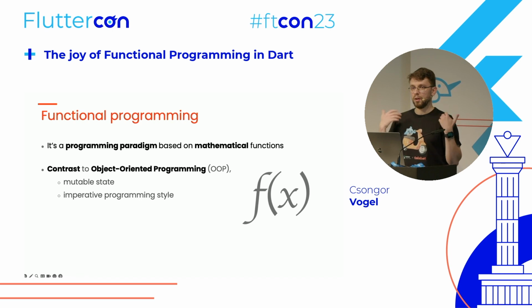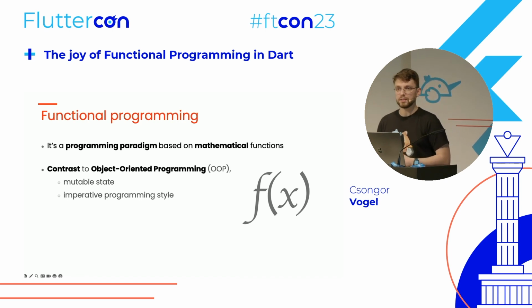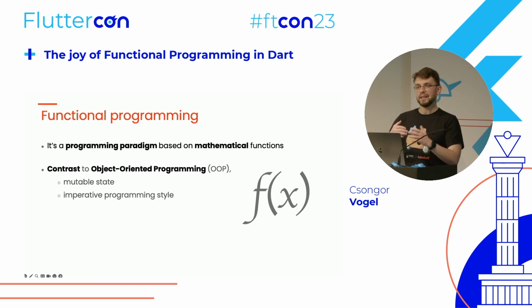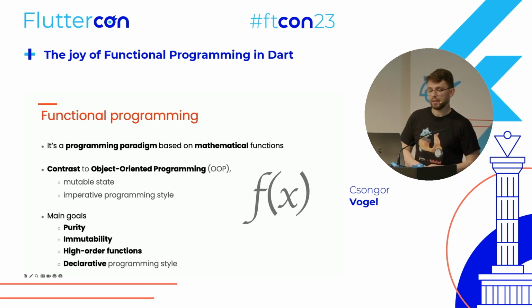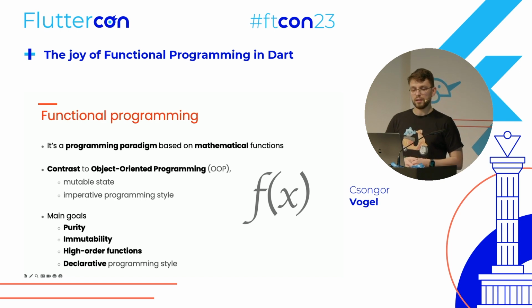Because if you are considering object-oriented programming, we are doing the opposite of what we listed previously. We are mutating the inner state of our objects, and we are heavily relying on an imperative programming style. So the main goals are purity, immutability, higher-order functions, and the declarative programming style. These principles are purely supported by pure functional programming languages, for example, Haskell or F#.